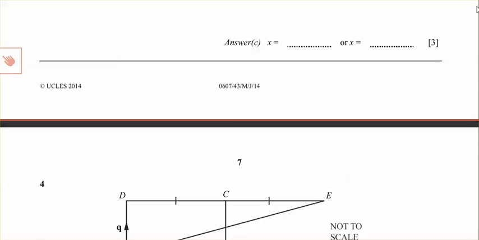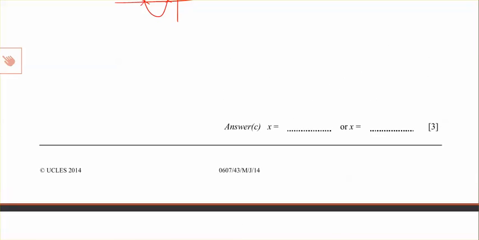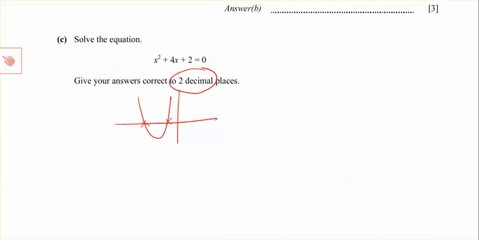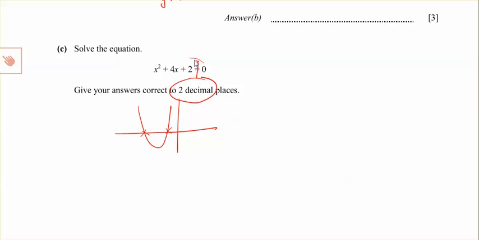Wait, so Mr. Potts, how would that be done on the calculator then? Okay, so on your calculator, put that into your graph. So y equals x squared plus 4x plus 2. Okay? Put that in. If you then graph it, you'll get the shape, yeah? But it doesn't give an exact value.